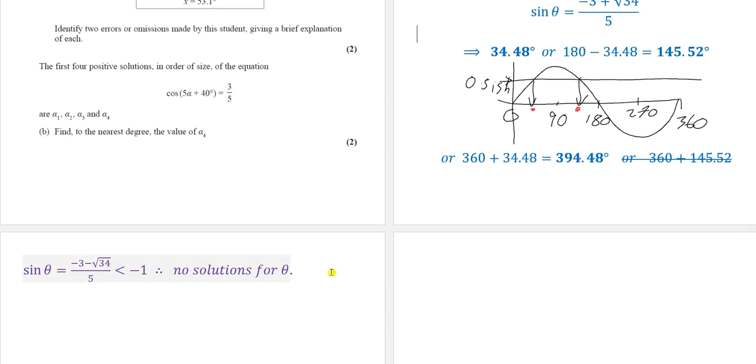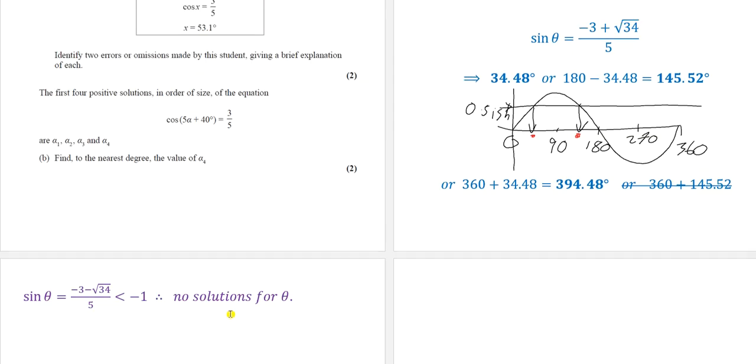And then there'll be some method mark, presumably for showing that this yields no solutions. So it's worth noting that just spotting that it doesn't have solutions and ignoring it is not necessarily enough. You want to state how you know that it does not give you any additional solutions.